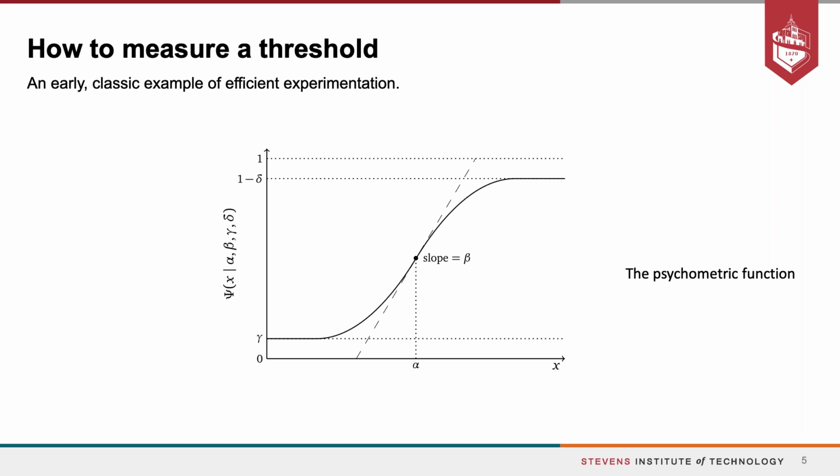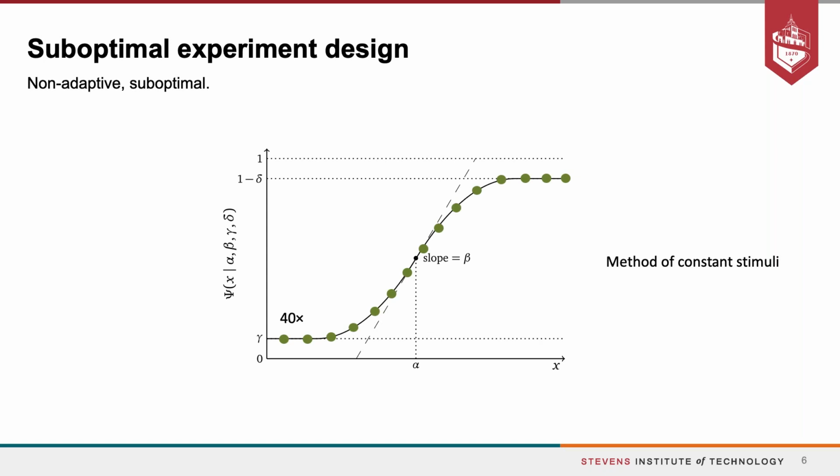Okay, the traditional way to measure this, and the way that you would do it if you were creating a suboptimal experiment design, is using the method of constant stimuli. What you do is you pick a fixed set of stimulus intensity values along the x-axis, going from something that's comically small to comically big. You test each of them a fixed number of times. You plot this, you fit the function to the data, you estimate threshold, and you're done.